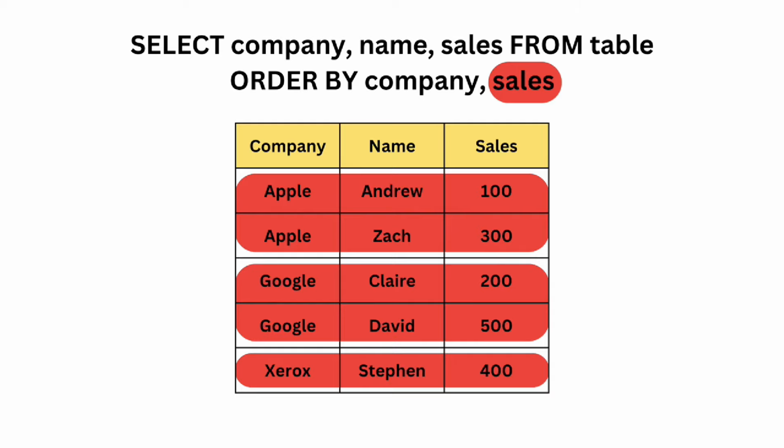So if you have duplicate values in a particular column and you want to sort not just by that particular column, but another column as well, it makes sense to do an order by with multiple columns. It's going to sort based off the order you provide, so it'll order by company first and then by sales. Let's go ahead and explore some more examples in pgAdmin on the DVD rental database.